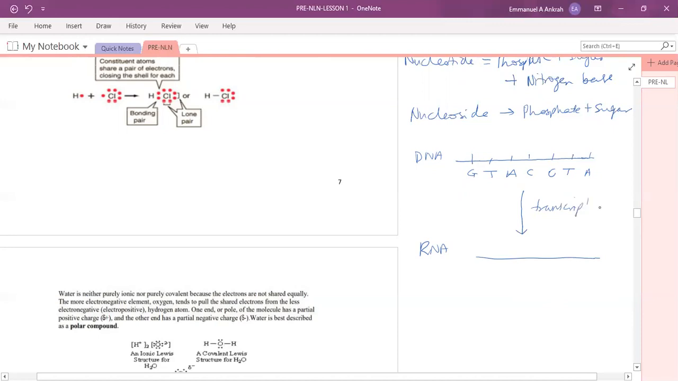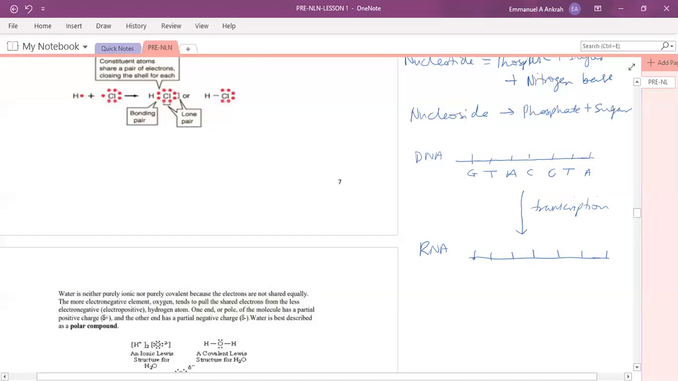So transcription. What would be the sequence that we expect here? Would somebody like to try that for us? What would be the sequence that we expect? Anybody who wants to try can go ahead. Anybody would like to try? What would be the sequence?